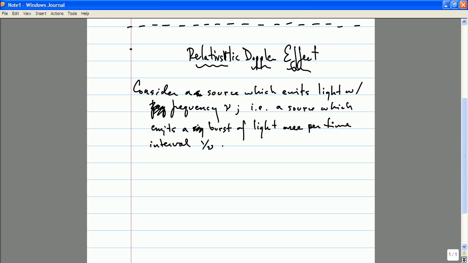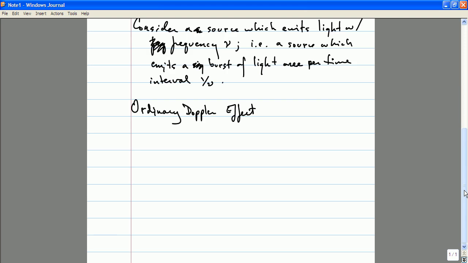So let me now remind you of the ordinary Doppler effect. So the ordinary Doppler effect is the following. So let's imagine that we have this source, okay, there it is, and it's emitting light. So there's the light it's emitting. Here's me, drawn with the usual artistic skill. And let's say that this source is moving with some velocity v towards me.